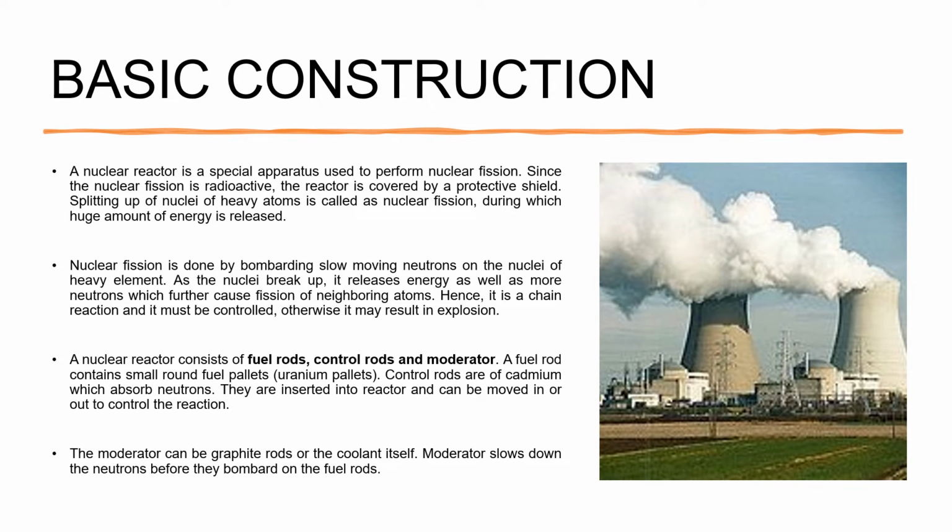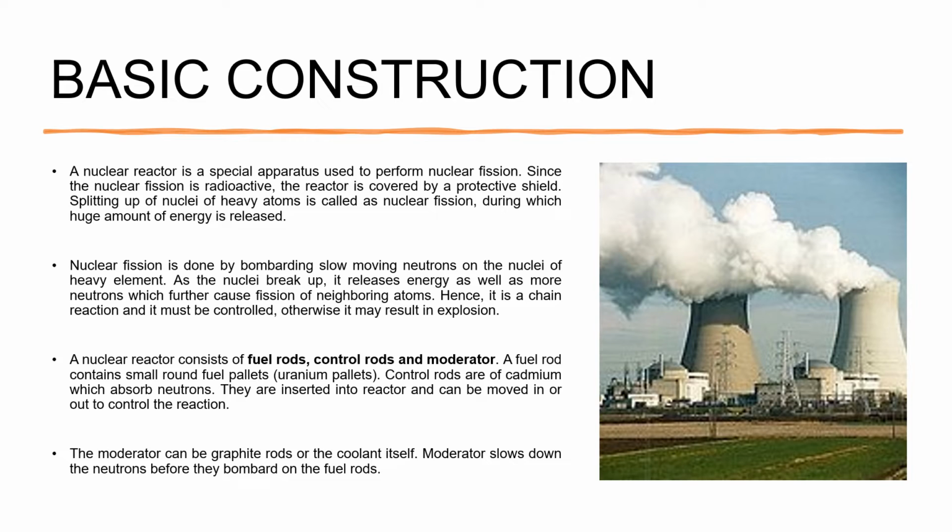Basic construction. A nuclear reactor is a special apparatus used to perform nuclear fission. Since the nuclear fission is radioactive, the reactor is covered by a protective shield. Splitting up of nuclei of heavy atoms is called nuclear fission, during which a huge amount of energy is released. Nuclear fission is done by bombarding slow-moving neutrons on the nuclei of heavy elements. As the nuclei break up, it releases energy as well as more neutrons, which further cause fission of neighboring atoms. Hence, it is a chain reaction and it must be controlled, otherwise it may result in explosion.